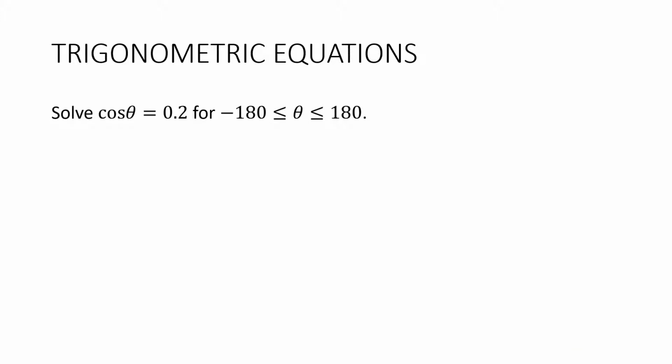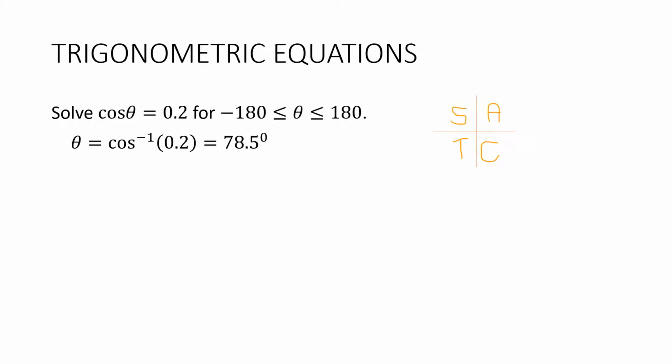Okay, one more. Solve cos theta equals 0.2 for negative 180 is less than or equal to theta, less than or equal to positive 180. So we've got a little bit of a difference here. We've got degrees, which is nice, but we don't have between 0 and 360. We've got negative 180 to positive 180. That's okay. Still going to do the same thing. Let's find the reference angle. So theta is going to be equal to shift cos or inverse cos of 0.2, which is 78.5 degrees. That's to 3 significant figures.